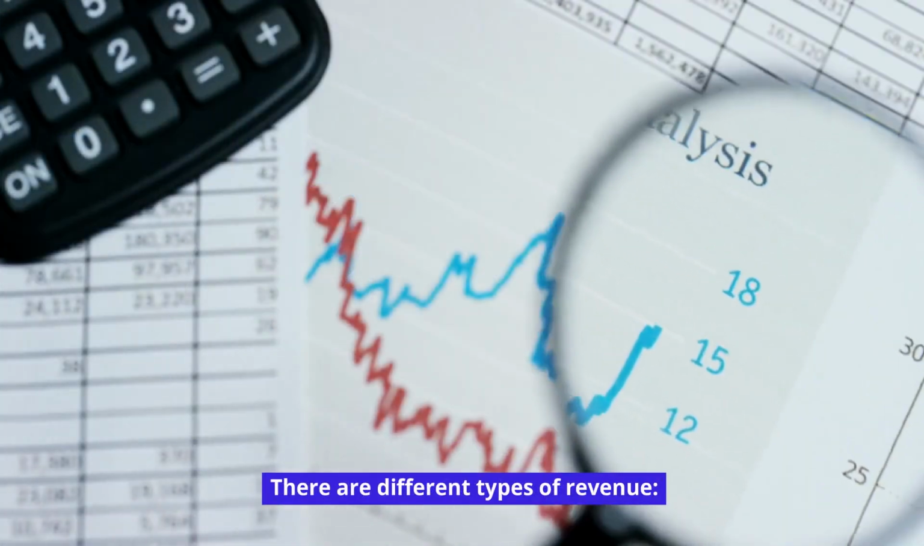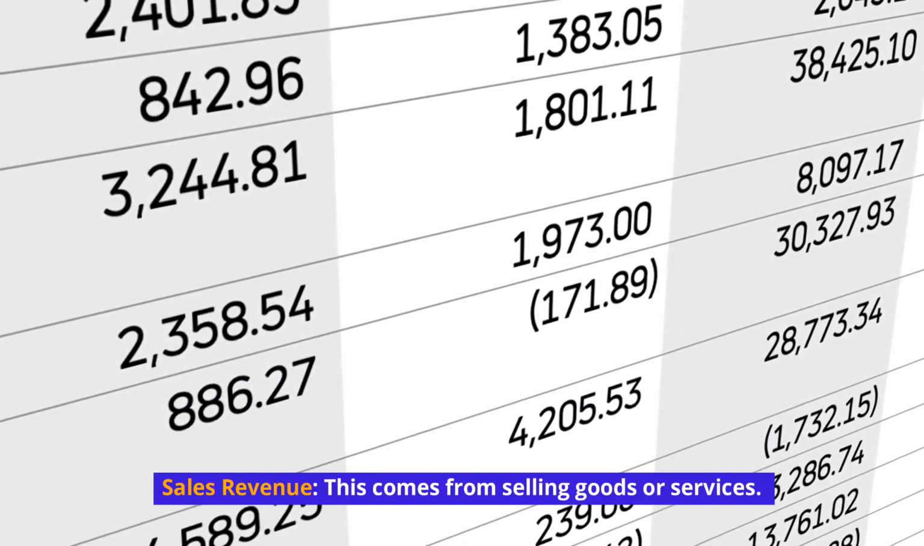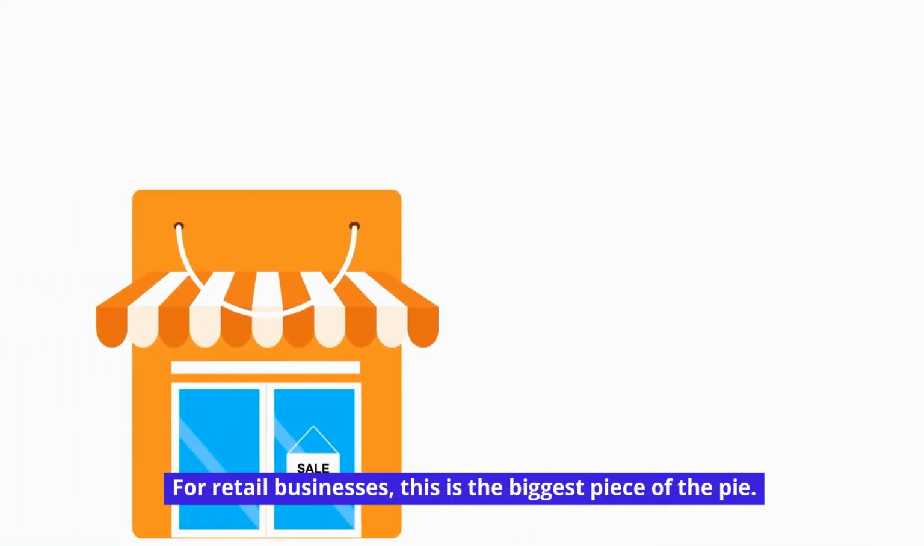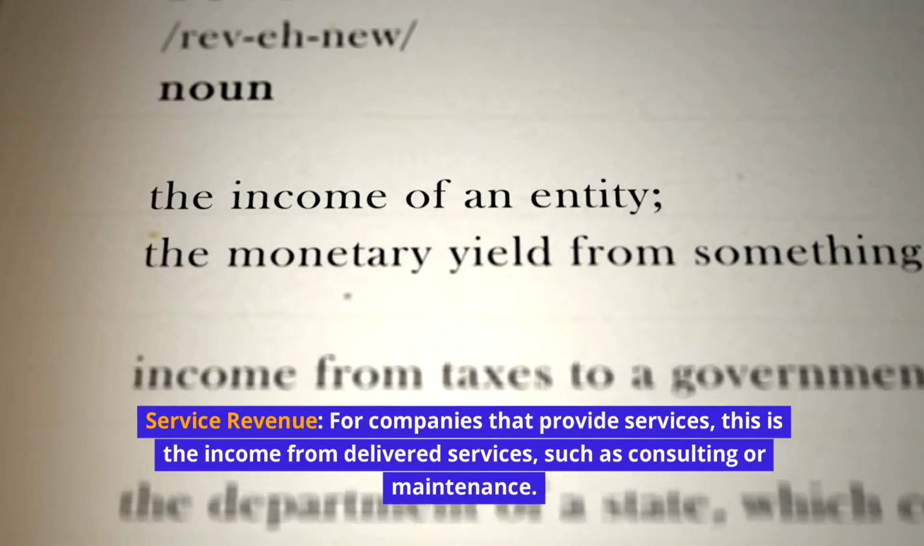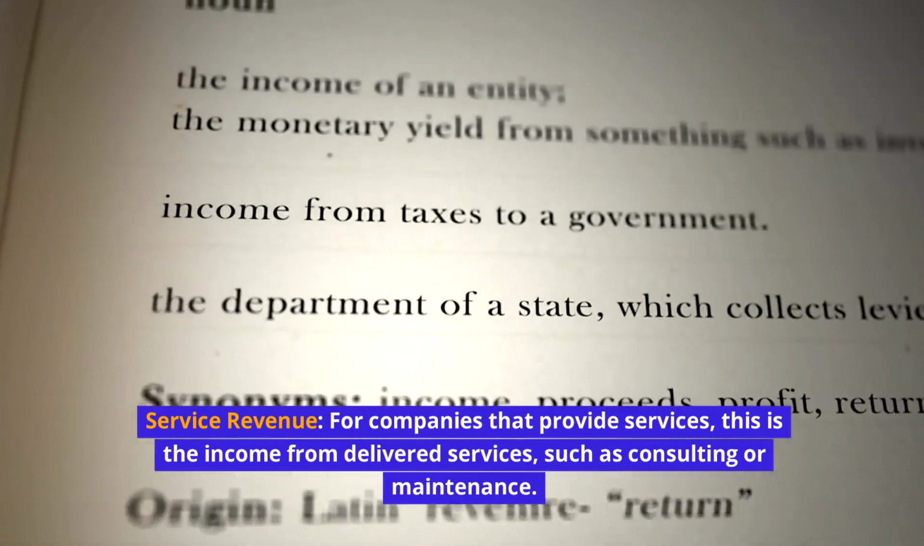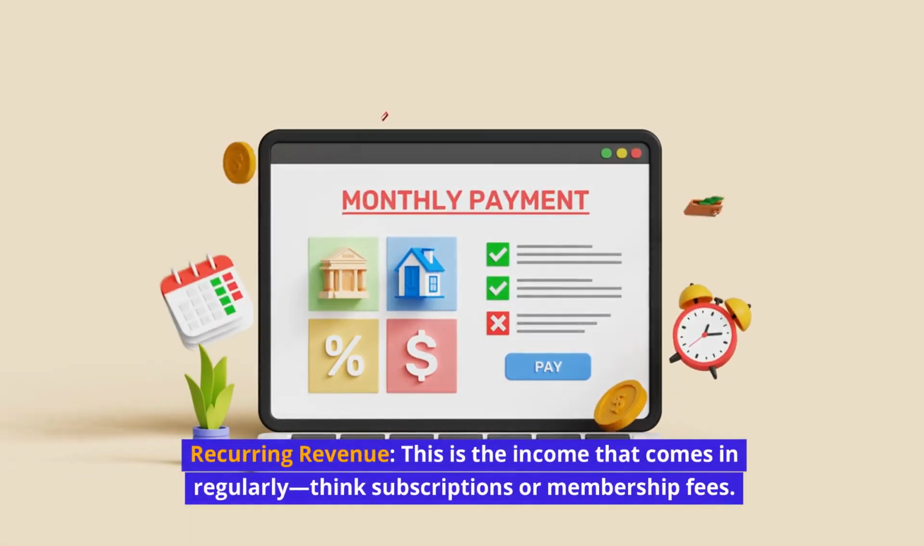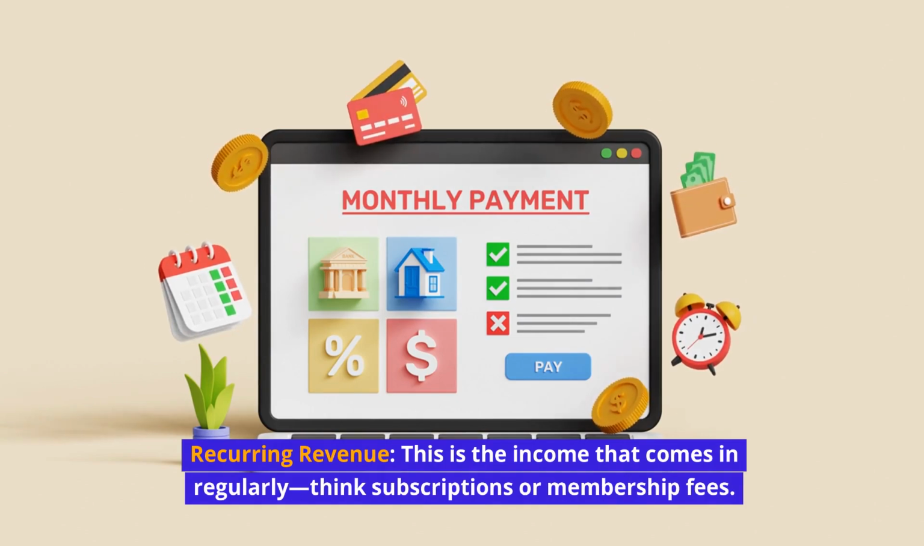There are different types of revenue. Sales revenue. This comes from selling goods or services. For retail businesses, this is the biggest piece of the pie. Service revenue. For companies that provide services, this is the income from delivered services, such as consulting or maintenance. Recurring revenue. This is the income that comes in regularly, think subscriptions or membership fees.